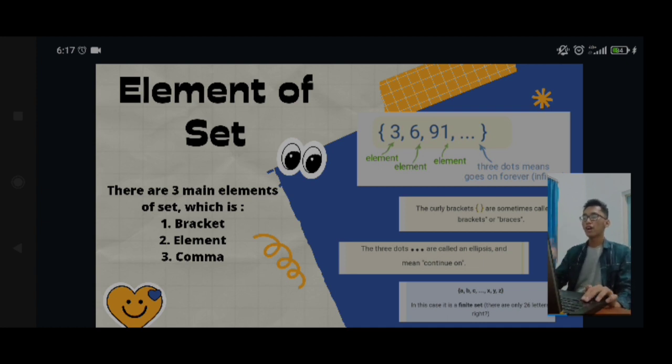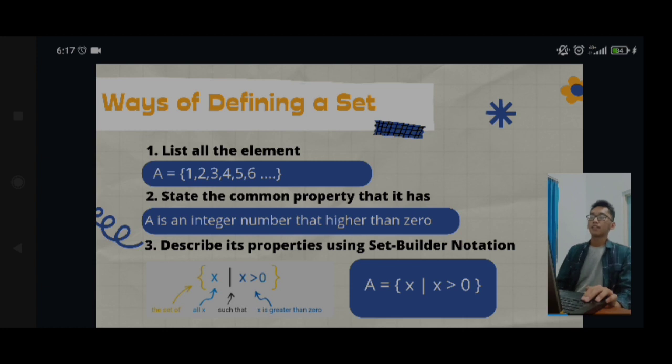Next, we have ways of defining a set. The first way is to list all the elements. We can define or name a set by listing all the elements inside of it, which is 1, 2, 3, 4, 5, 6. This is just the easiest way of defining a set. Next is to state the common property that it has. This is our second way to define a set.